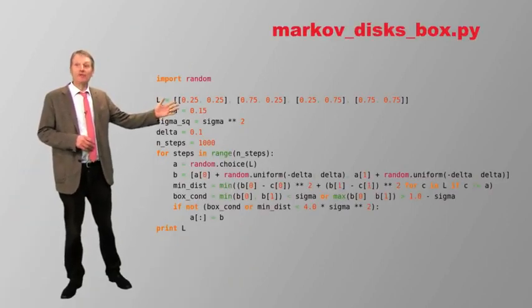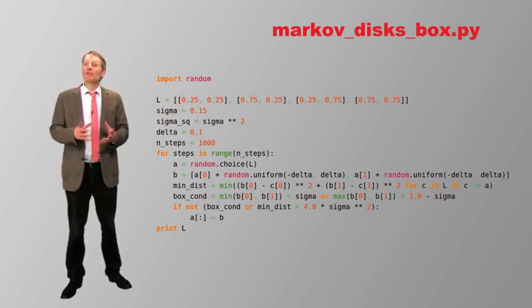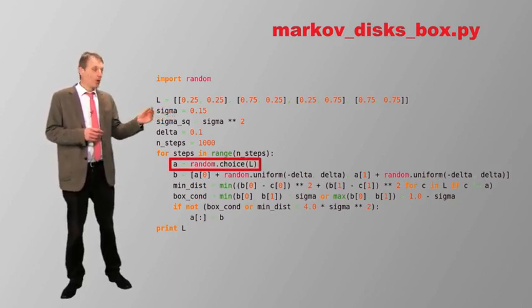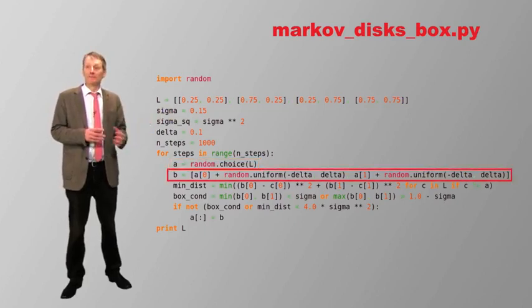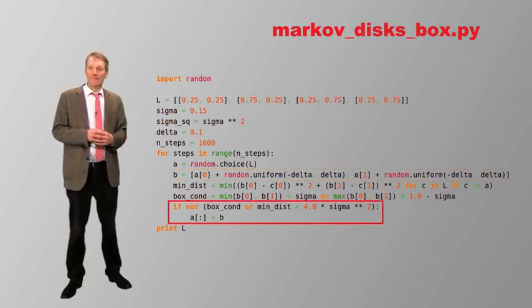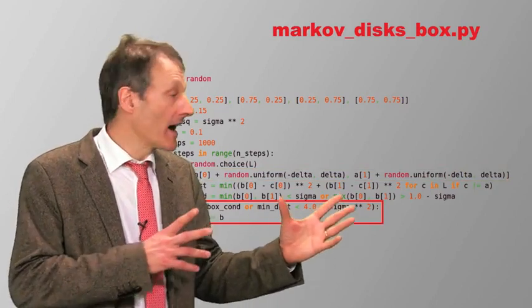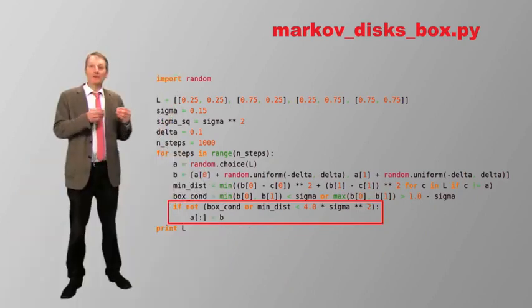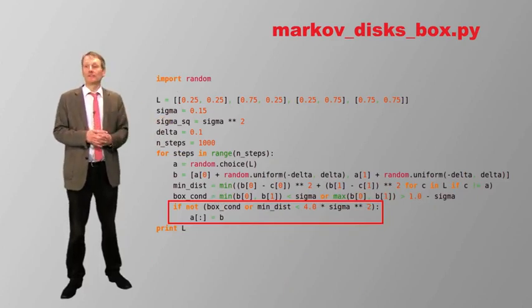In Python, this gives the following program, markov_discs_box.py, that you should download from the Coursera website, run and modify. The key element is the random choice of one disk whose coordinates we modify a little bit. The new configuration is tested for overlaps. And if two disks are getting too close, or if we have an overlap with the wall, we simply remain with the configuration A. Otherwise, we accept the new configuration.